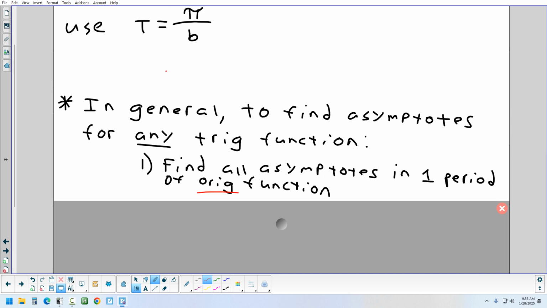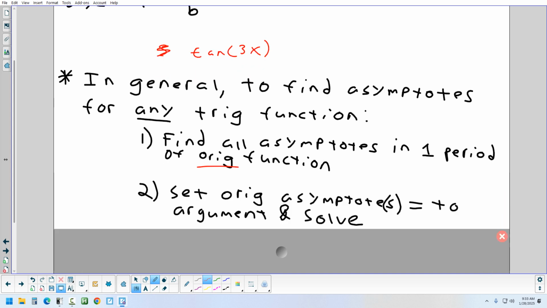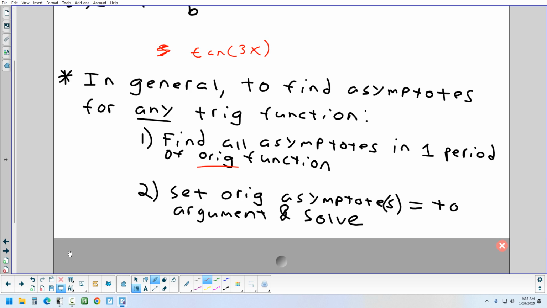Now, if you do something like, let's say, tangent of 3x, the asymptotes might not be in the same spot. We have to figure out where the asymptote in that chart is going to move to. To figure that out, take the original asymptote from the chart and set it equal to what's inside the parentheses. That's going to tell you where that one asymptote moves to. Okay. Does it describe all the asymptotes? No. It's describing where that one asymptote shifted to.